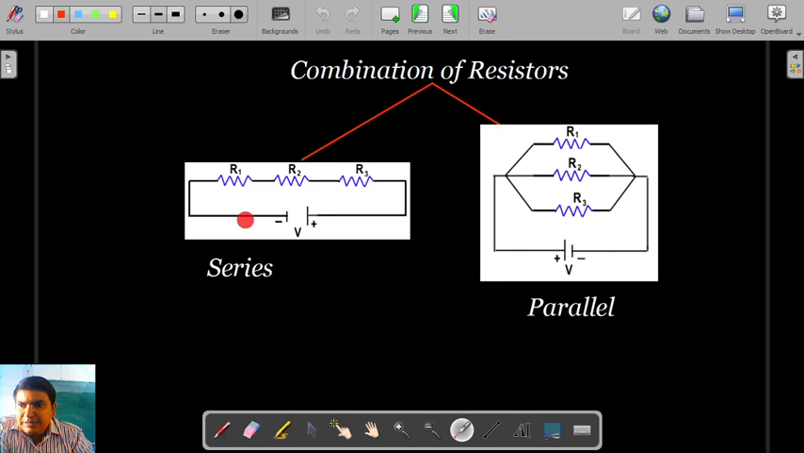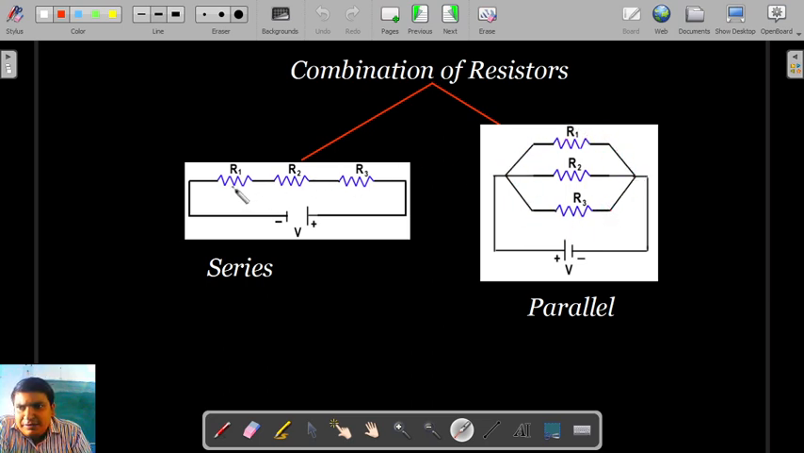As you can see in series, if there are three resistances R1, R2 and R3, and the end of one resistance is connected to the initial point of the second resistance and so on, this type of combination is called a series combination of resistances or resistors. And if we connect all three resistors with two same points, this one and this one, this type of combination is called a parallel combination.